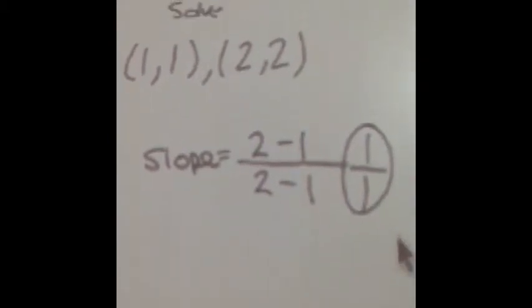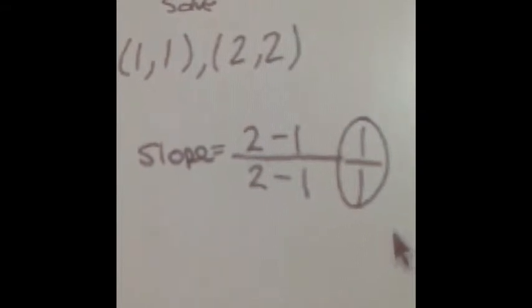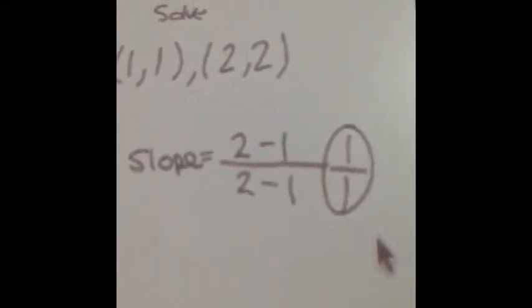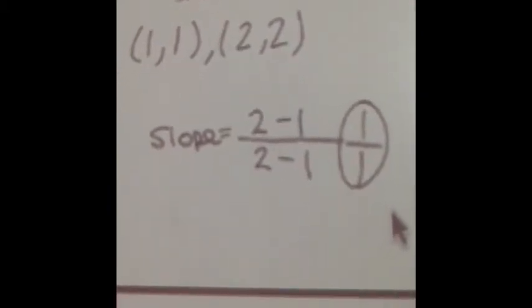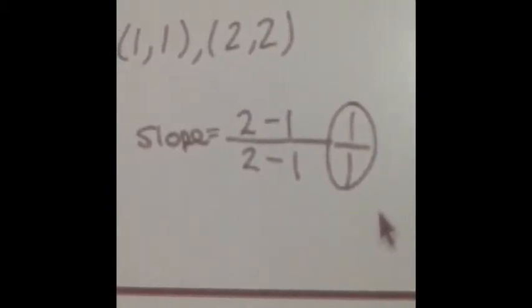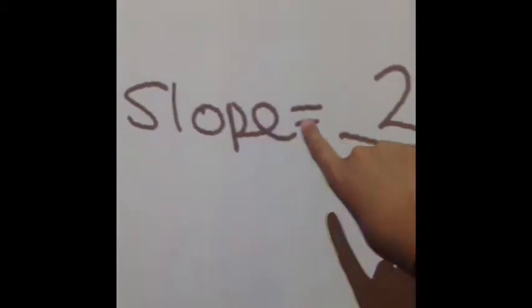Now there is slope. So, for example, it will give you a problem, and it will say to solve. Now, it gave you the points 1, 1 and 2, 2. So, if you plug them in to the x2 minus x1 and the y2 minus y1, so the y's are on top and the x's are on the bottom, and you get 1 over 1. Now, we have to graph them.